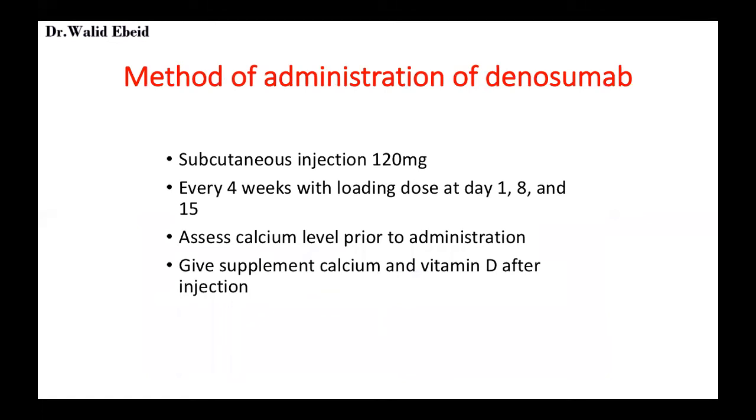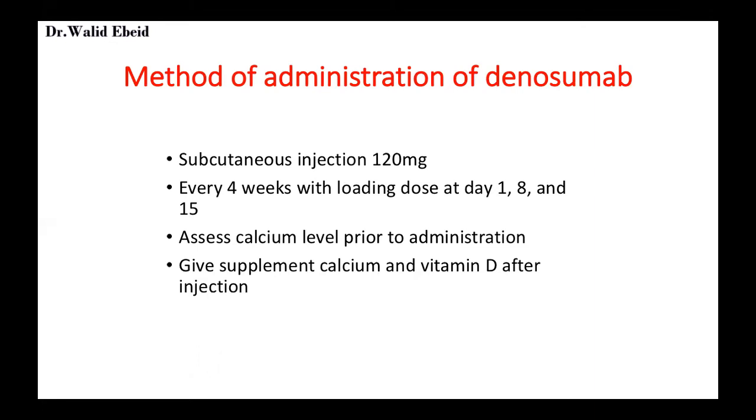Denosumab is given as a subcutaneous injection. There are two forms, one which is 60 milligrams that is given for osteoporotic patients, which is called Prolia, and there is the Xgeva, which is 120 milligrams per injection, which is used in treating giant cell tumor. It's given every 4 weeks. However, the first month, we give a loading dose at day 1, 8, and 15. So once you start using denosumab, you give it at day 1, 8, 15, and then on a monthly basis.